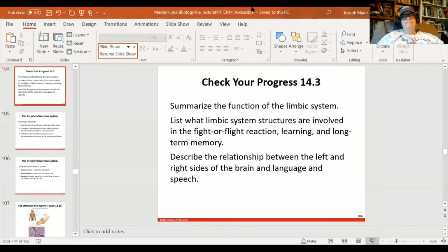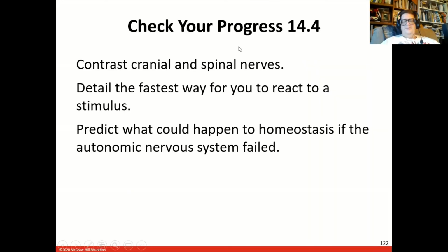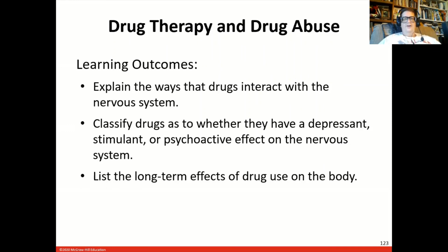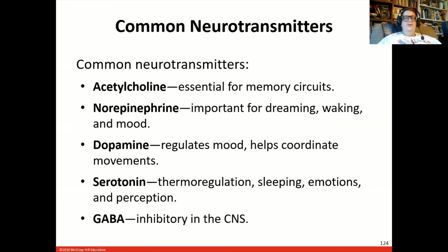Okay, so let's talk about drug use, drug therapy, drug abuse, all that jazz. We're going to talk about how drugs interact with the nervous system, whether they are stimulants, depressants, psychoactives, and some of the long-term effects, which may not be pretty. All right. So we'll start with neurotransmitters. We've talked a lot about acetylcholine, norepinephrine.